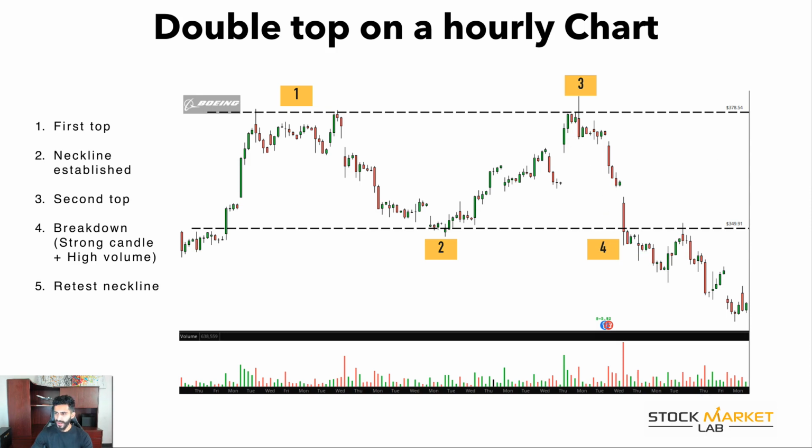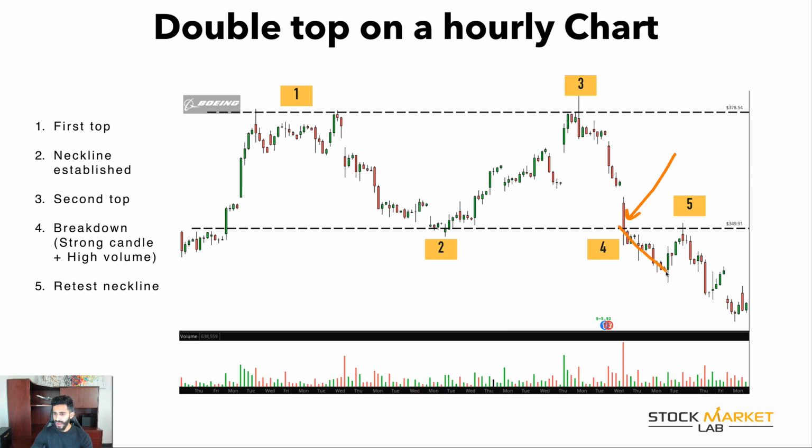Now the special thing about this, and I'm showing you different chart formations so you have a better understanding, is it does what? It's retesting the neckline, right? So once again, let's recap. First top, neckline. Second top, break of the neckline, retest, continuation, move. Phenomenal play.